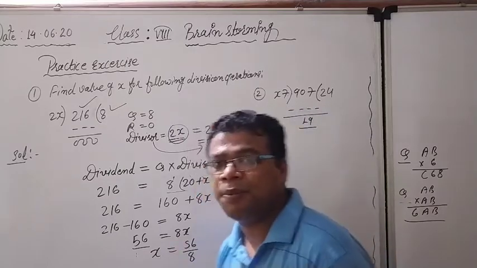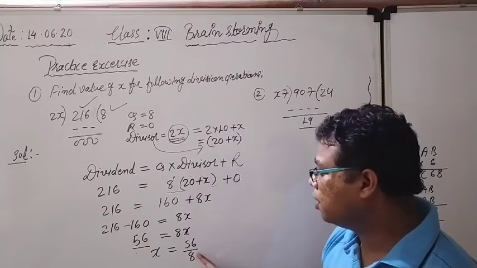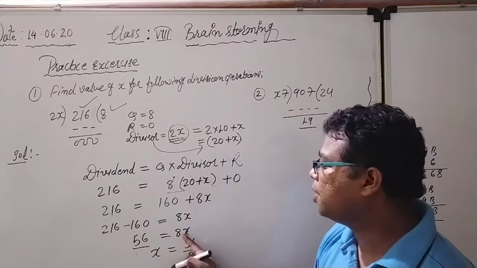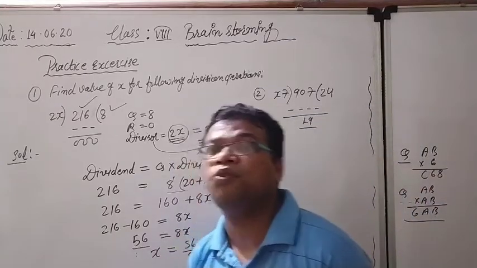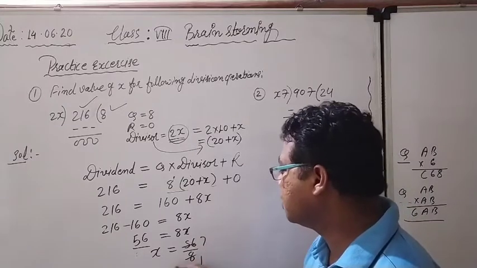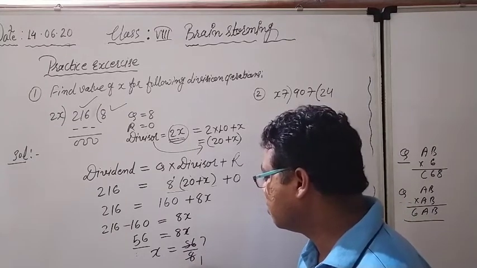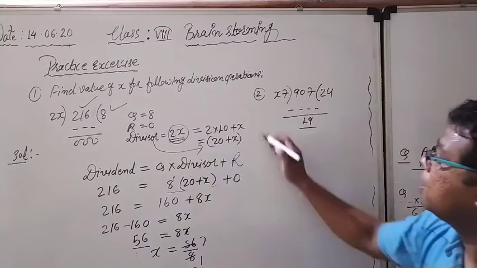Because it is a multiplication here, when we transfer the 8 to the other side, it will go in the division position. So it will divide 56. 8 ones are 8, 8 sevens are 56. Meaning x is equal to 7 is our answer. Very easy.